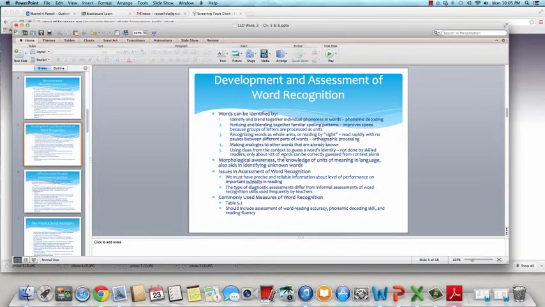Recognizing words as whole units or reading by sight is the 3rd level. These are read rapidly with no pauses between different parts of words. Usually when it says read rapidly, it means within 1 second, and this is known as orthographic processing, which refers to the way that words are recognized by sight. In the next few slides, we'll talk about the definition of sight words.